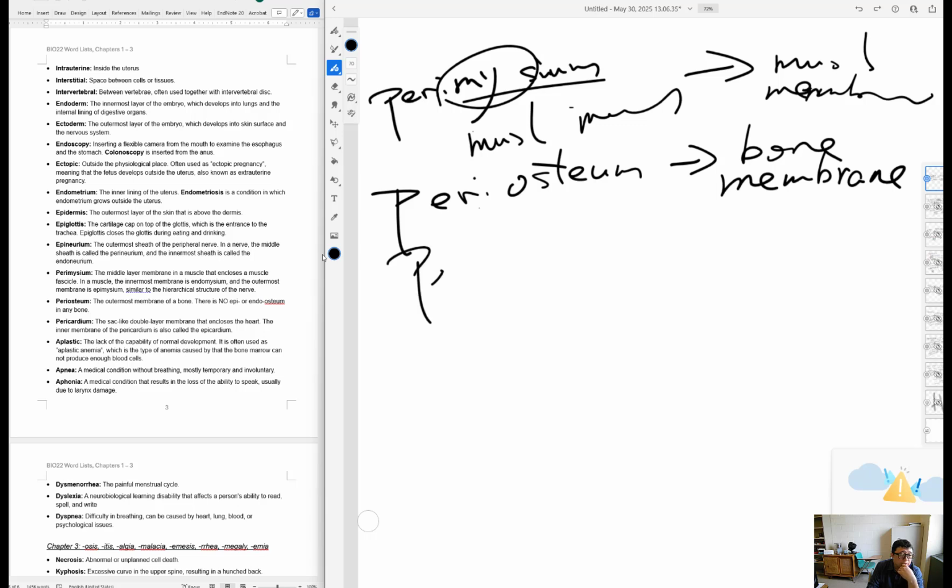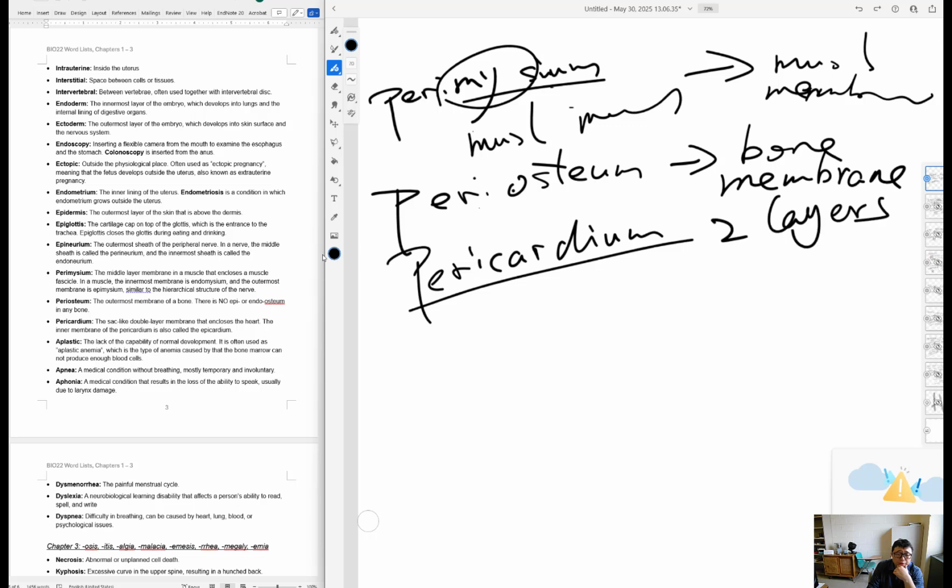And then there's pericardium. The heart is also enclosed by a membrane, the pericardium, but it is different from these because the pericardium has two layers of membrane. Whenever the heart is pumping, you don't feel the friction because all of that friction is lubricated by fluid between the two membranes.